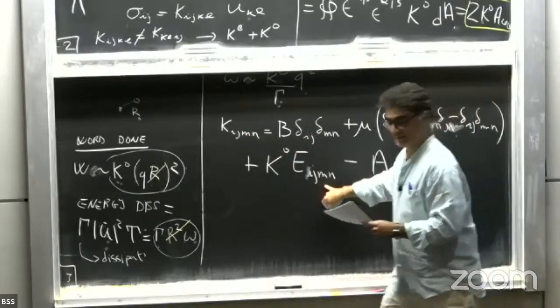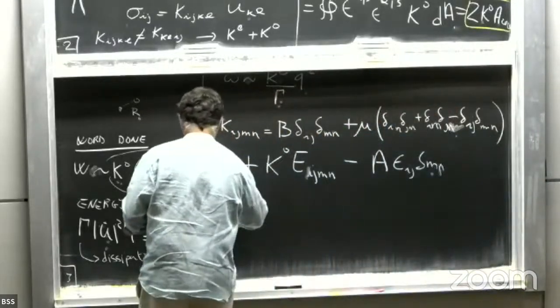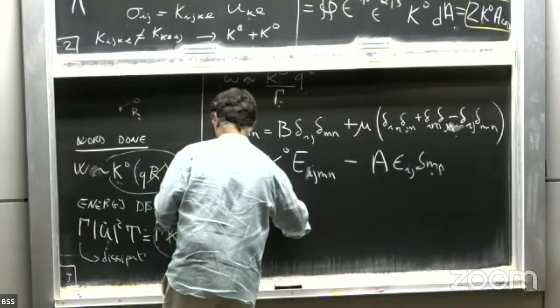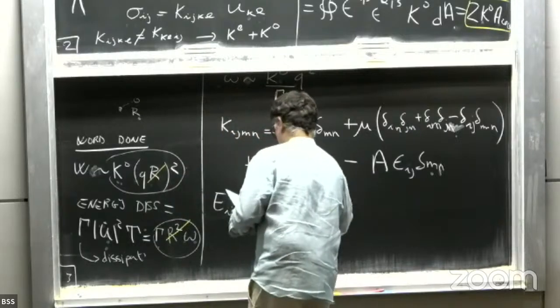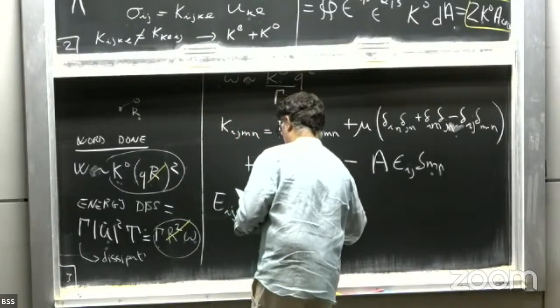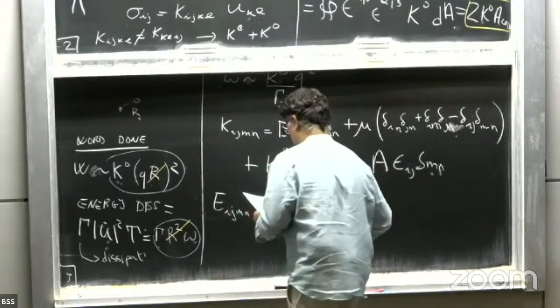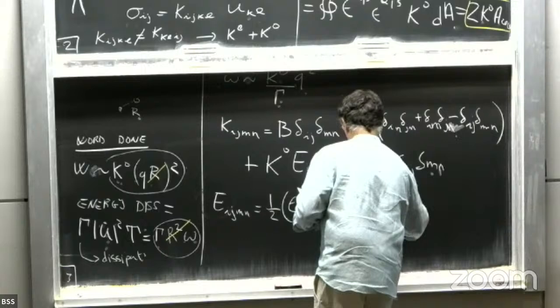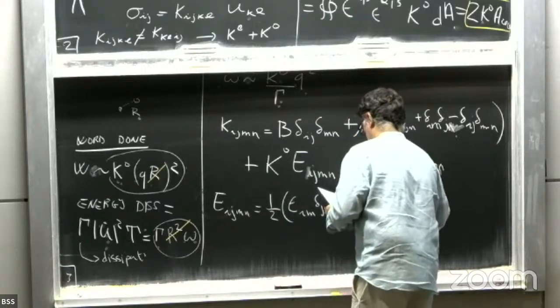I have to tell you what this E is. This E is another monster, EIJMN equals 1/2. And you can check that all of these terms are the only ones that you can write with all the transformation properties that you want, incidentally. So people that are pros at this game would just write it down by inspection, essentially.